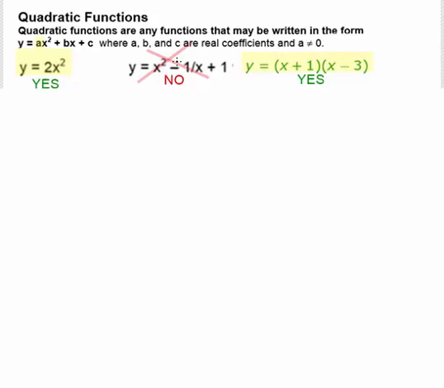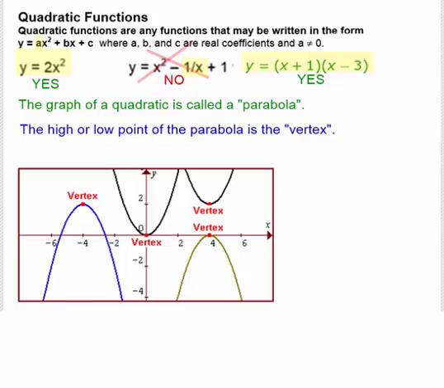The middle function is not a quadratic function because of the 1/x term. 1/x is the same as x to the negative 1 power, and our quadratic form does not have such a term in it. The graph of a quadratic is called a parabola. You have probably heard the term parabolic. It comes from the shape of this graph. The high or low point of the parabola is called the vertex.